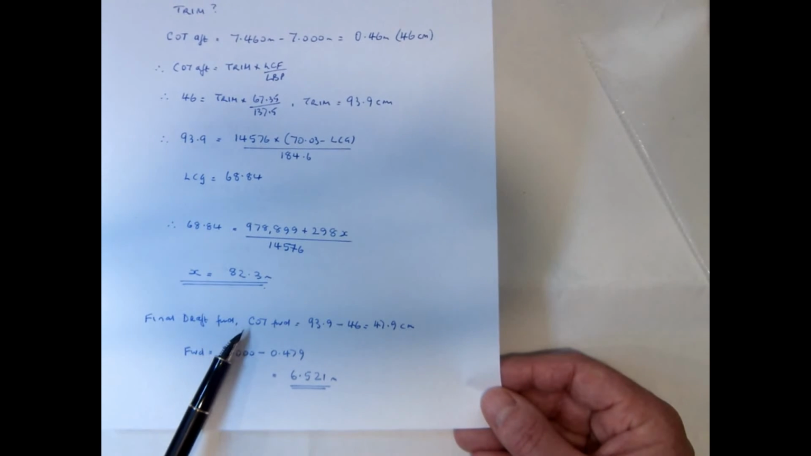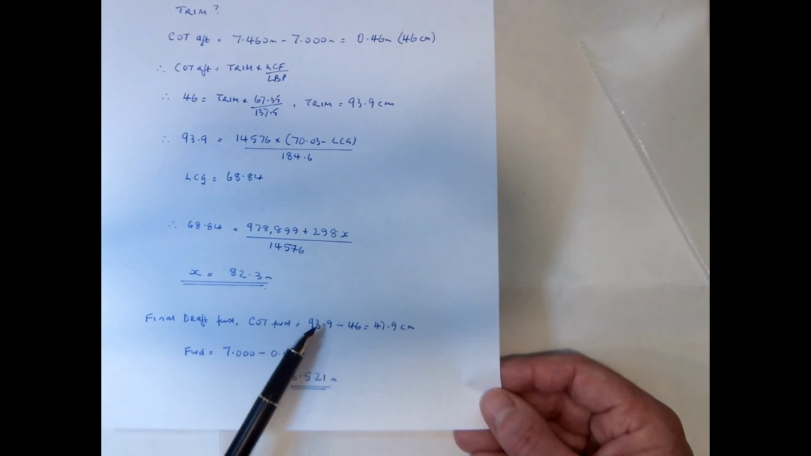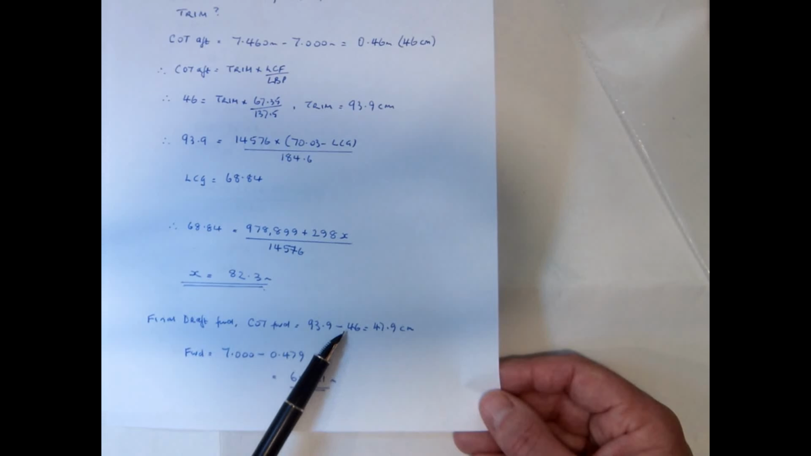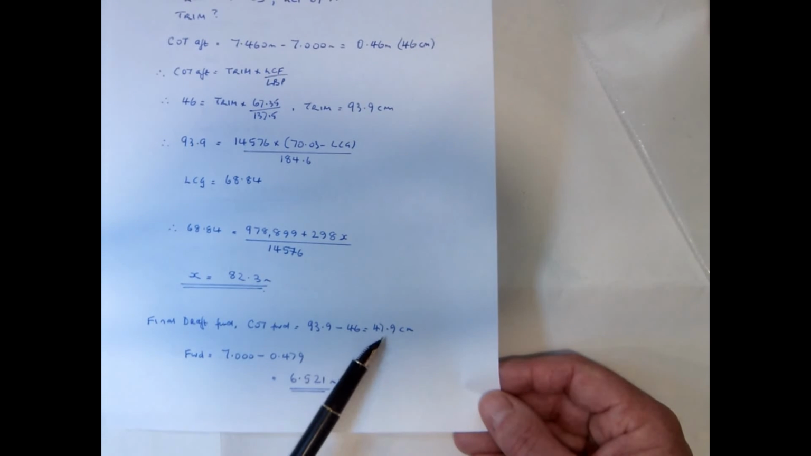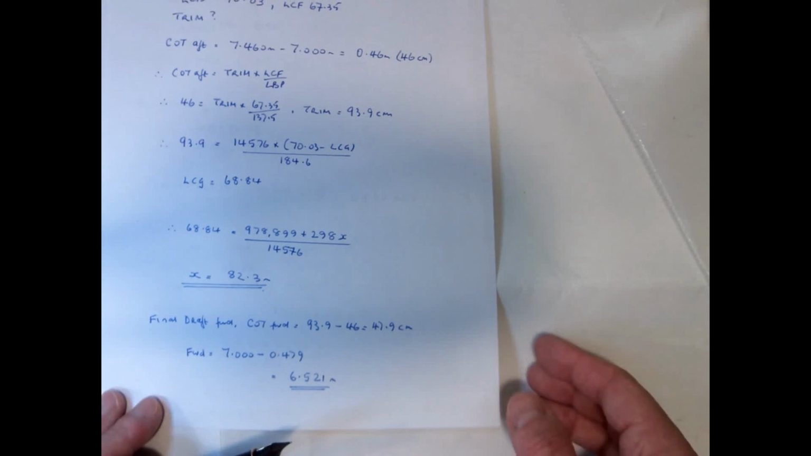Now the final draft forward, well, it'll be the change of trim total that we worked out, 93.9, minus the after value, and that leaves us with 47.9. So the final draft forward, obviously we're trimmed by the stern because centre of buoyancy is greater than centre of gravity, it means that our forward draft is 6.521.